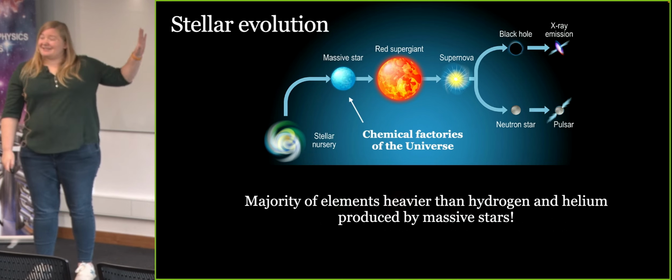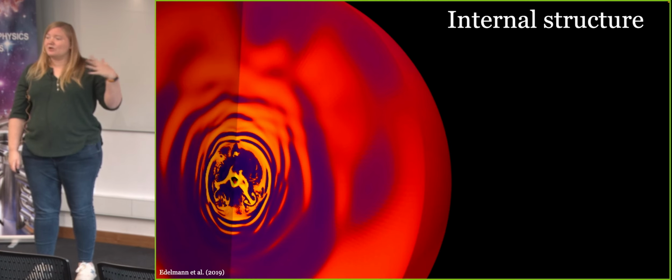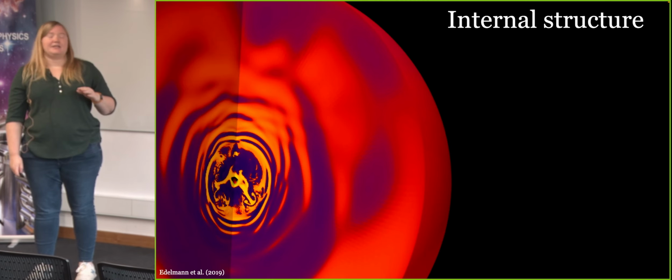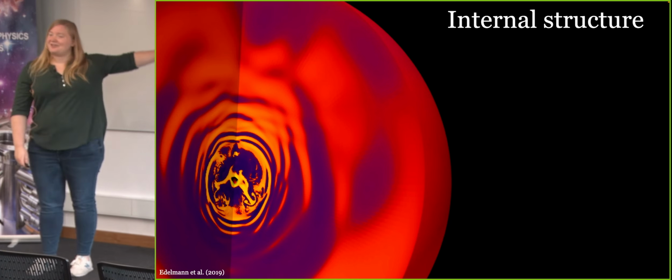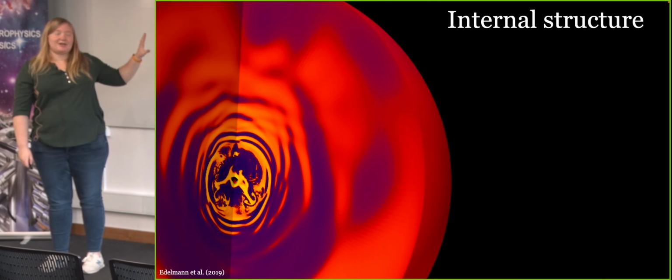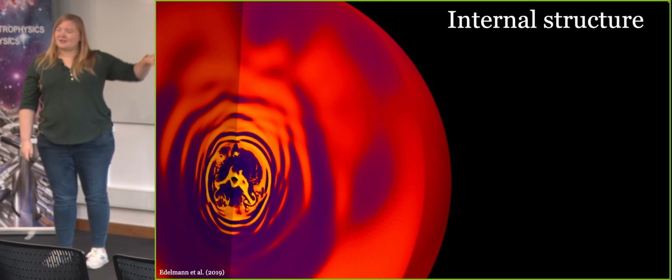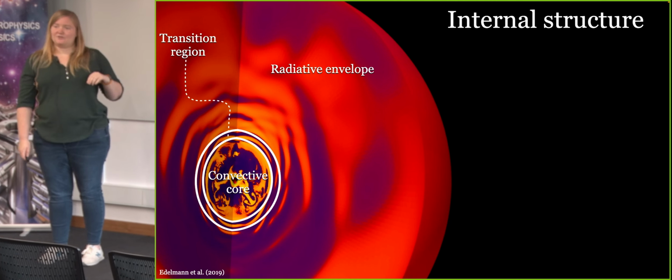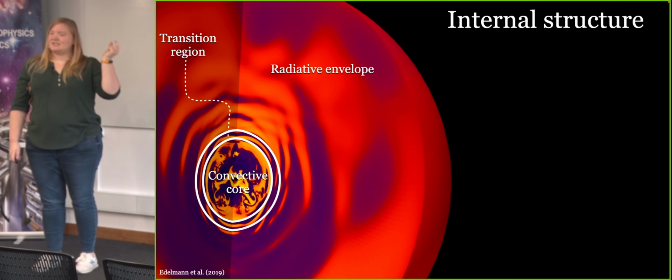Now, if you look at the general internal structure of these stars, they share a similar structure. Here on the left you see an inner 3D model of a star that has a convective core and a radiative envelope. This kind of structure we divide into different regions. We have the convective core, the radiative envelope, and then a transition region between the two.